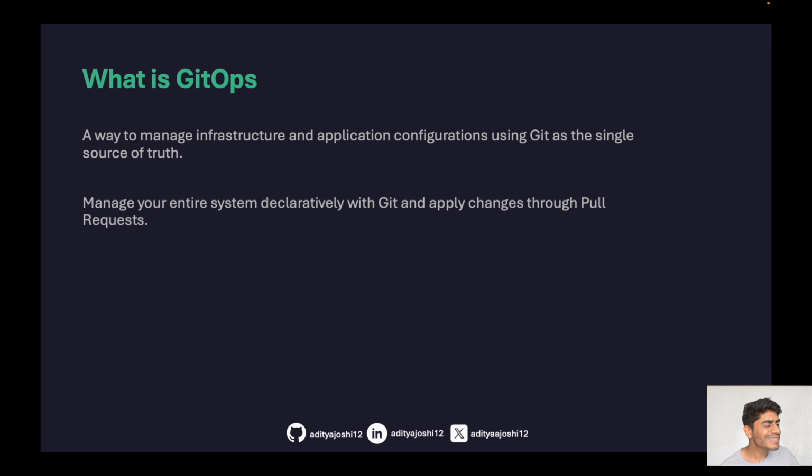GitOps is basically a methodology using which we deploy our resources in Kubernetes, right? And it basically means that Git is going to be a source of truth where all the changes related to the infrastructure will be kept. So assume that you have a Git repository which is acting as a source of truth, and everything that is there in the Git repository should be your actual cluster state. So that is what GitOps is, and it has certain principles.